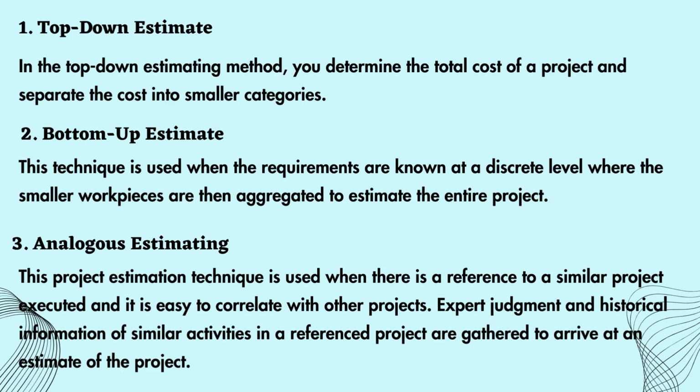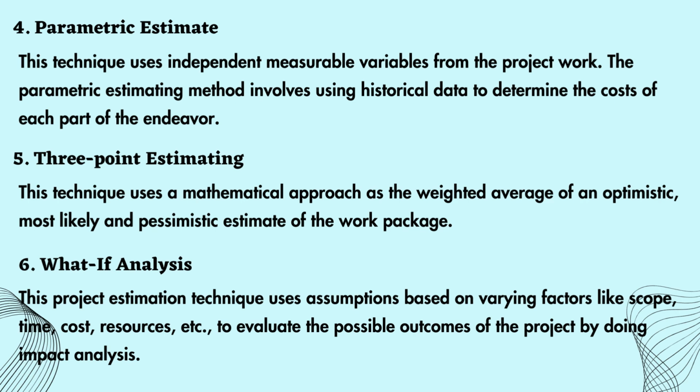The next one is analogous estimating. This project estimation technique is used when there is a reference to a similar project executed and it is easy to correlate with other projects. Expert judgment and historical information on similar activities in a referenced project are gathered to arrive at an estimate of the project. The next one is the parametric estimate.